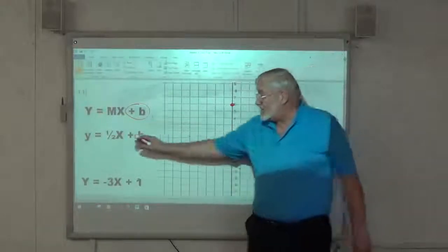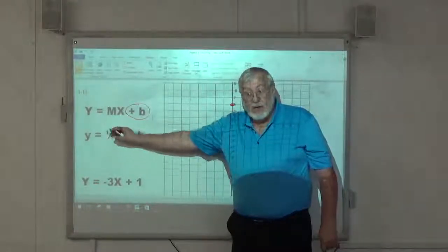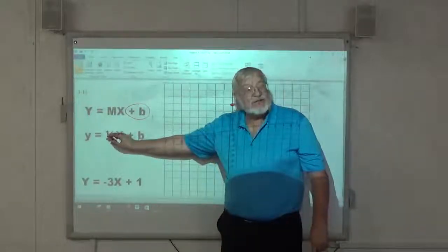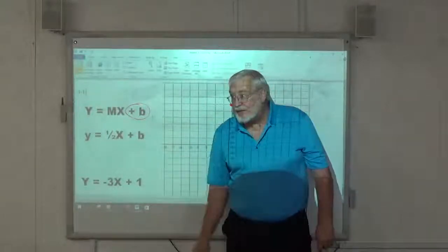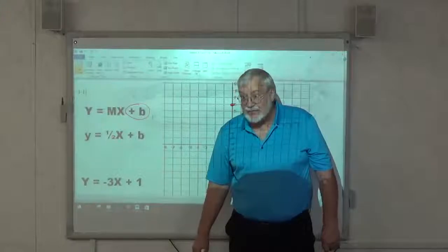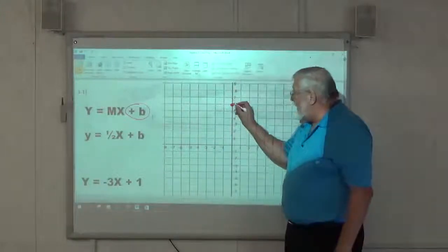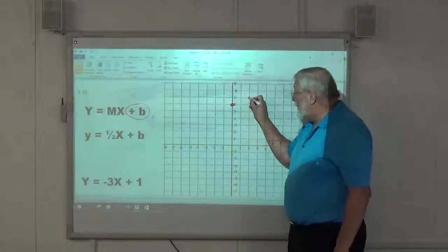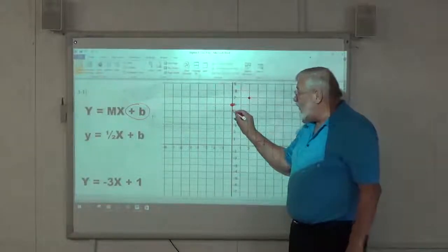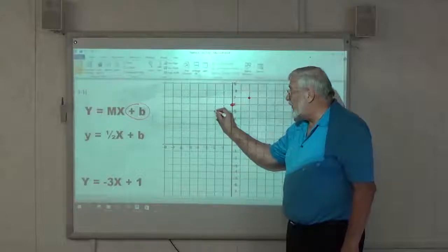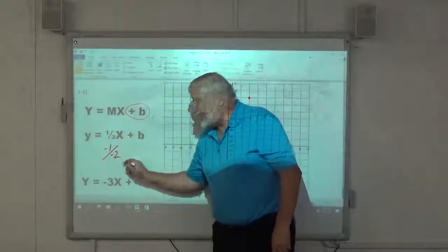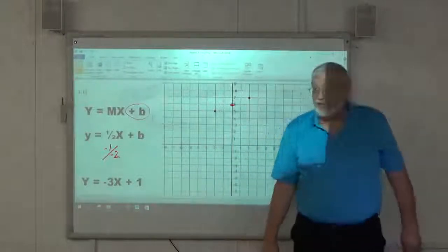Now, what's the slope? 1/2. You should know that the top number is the y direction, the bottom number is the x direction. So this is up 1 over 2. Or it's down 1, back 2, because -1 divided by -2 is also positive 1/2.